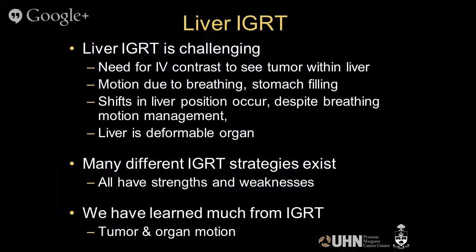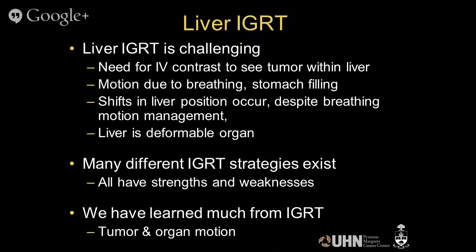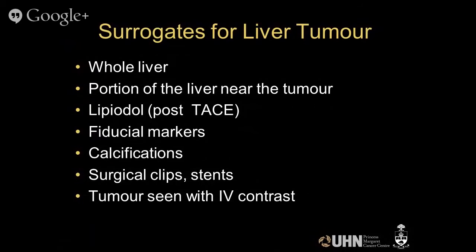There are many tools, so it's hard to know what tool may be best for certain situations. And of importance, we've learned a lot with our image guidance tools about tumor and organ motion, deformation, and unexpected changes. We need to have a surrogate for the liver tumor at the treatment console, and that may be any of what's listed here: the whole liver, a portion of the liver near the tumor, Lipiodol following TACE, fiducial markers, calcification, clips, maybe even IV contrast at the time of imaging at the treatment unit.